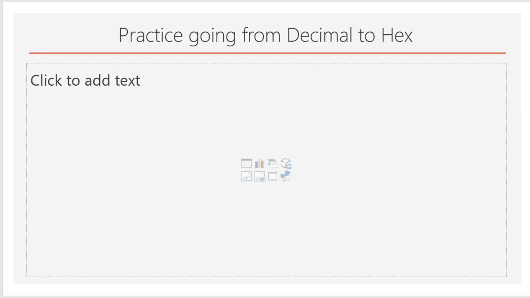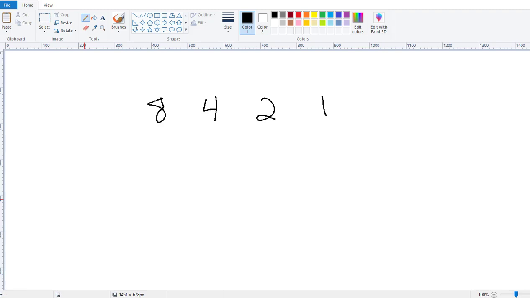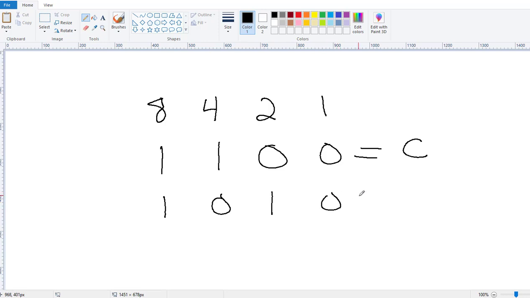All right, so let's practice it that way. What is 12? So decimal of 12 would be 8 and 4, and that would be 12, which is C. Or if we did, let's say 10, let's say 8 and 2, and that would be A. Or we could do 11, so 8, 9, 10, 11, and that would be B. So the conversion process is the exact same.